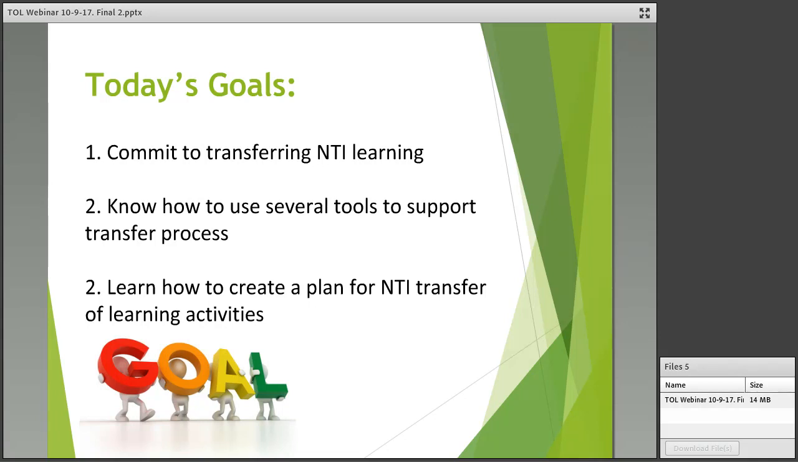The second is to know how to use several tools to support the transfer process. So we're not just going to talk about what is transfer of learning, but what are some activities and tools that you all can use in your states. And finally, we want to help you learn how to create a plan for NTI transfer of learning activities. We have some tools to provide for action planning, and how you can create an action plan for transfer of learning in your state and with your users.